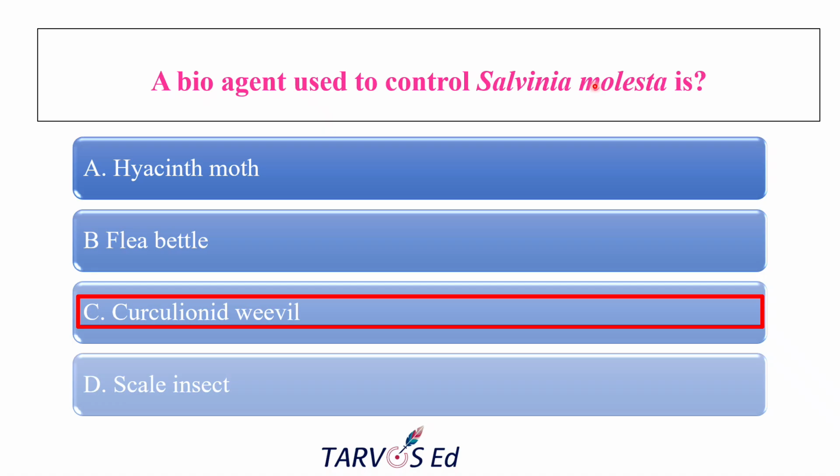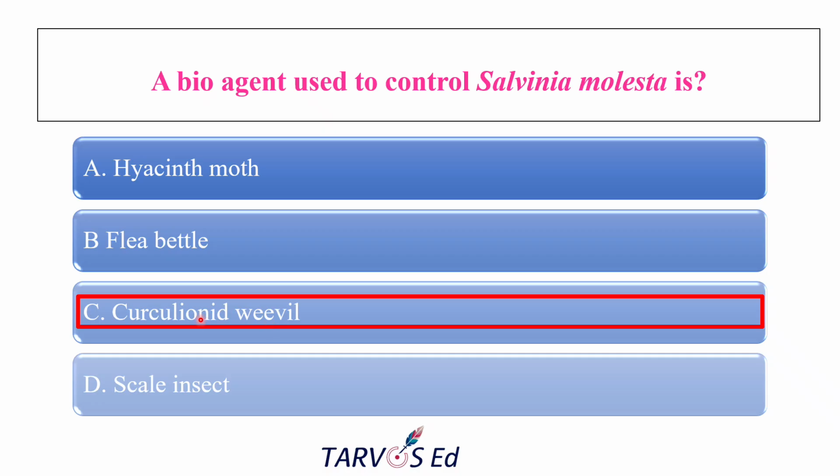So in order to control this, the most successful biocontrol agent is Cyrtobagous salviniae, or we can say Cyrtobagous singularis, which is the curculionid weevil. It is generally used to control the water fern because this particular insect is native to Australia. So from there it was imported just to control the weed water fern. How will the weed be controlled by using this insect? You may be asking.